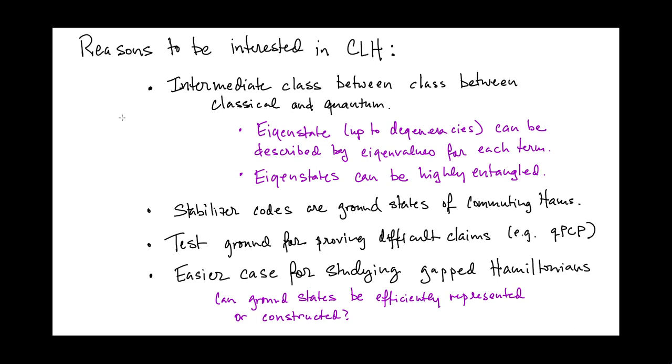So, for example, there's been a lot of work on area laws in 2D, asking whether gapped Hamiltonians have efficient descriptions as tensor networks. And this is actually quite challenging to do. There's been a lot of interesting work, and it's still formally unresolved whether every ground state of a gapped Hamiltonian has a tensor network representation. But it is true fairly handily for the commuting case. So it gives a nice test bed to examine other questions, and it's been useful in that regard.